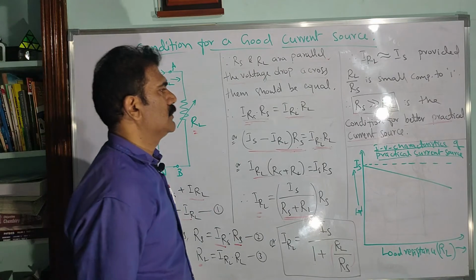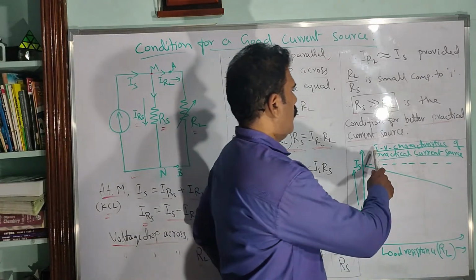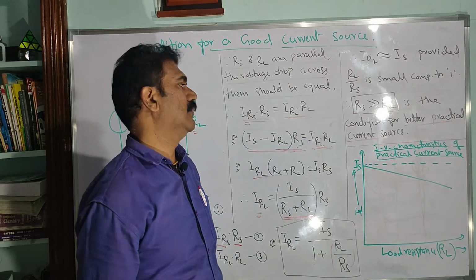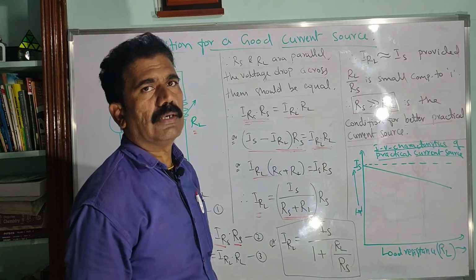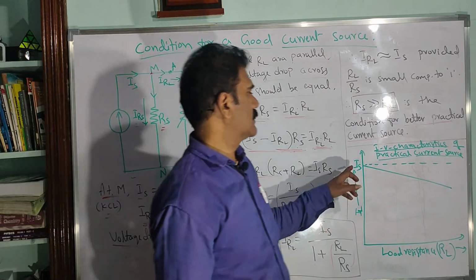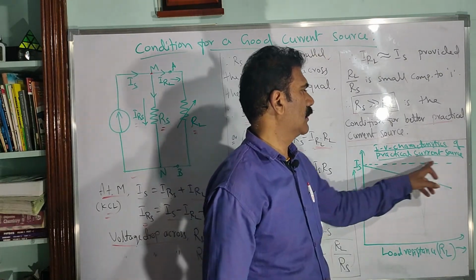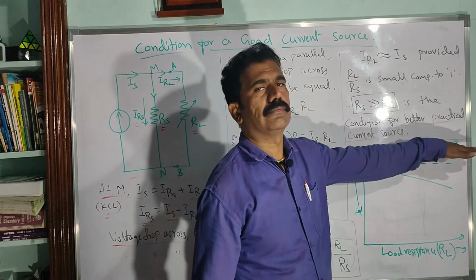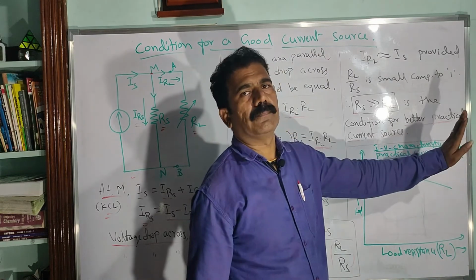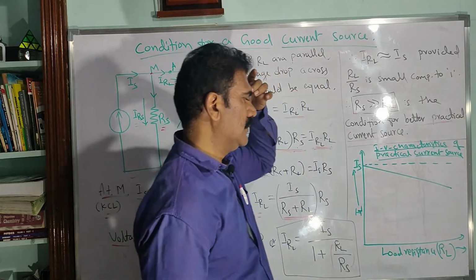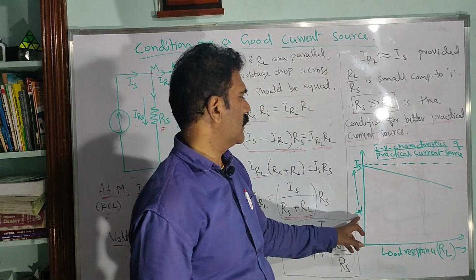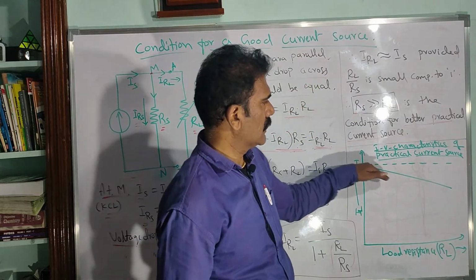Now look at the diagram: the IV characteristics of a practical current source. How does the load current vary in a practical current source? In case of an ideal current source, IL is equal to IS, like a dotted line, a constant horizontal line. Irrespective of the load resistor, it is always equal to IS only. But practically it is not possible, I said. As you increase the load resistance along the x-axis, the corresponding IL is decreasing.